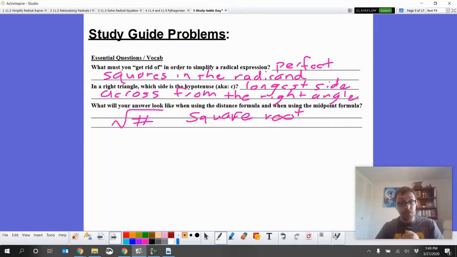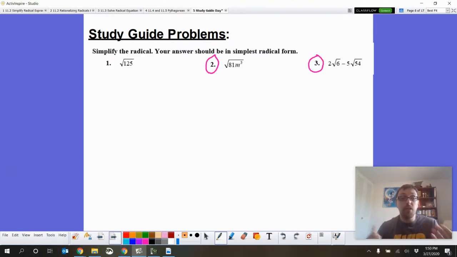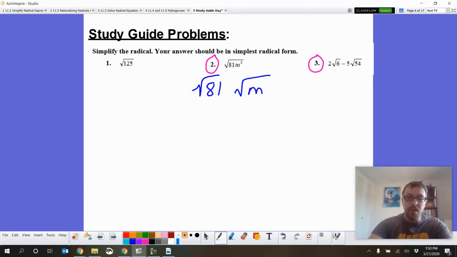We're going to hop into some problems. So I'm going to start with number 2. Number 1 is very similar, so I'm just going to take care of number 2. So in number 2, we need to simplify that radical. And what I've always done with these radicals is break it up into two problems. We've got a number and a variable. You want to separate them and treat them like two separate problems.